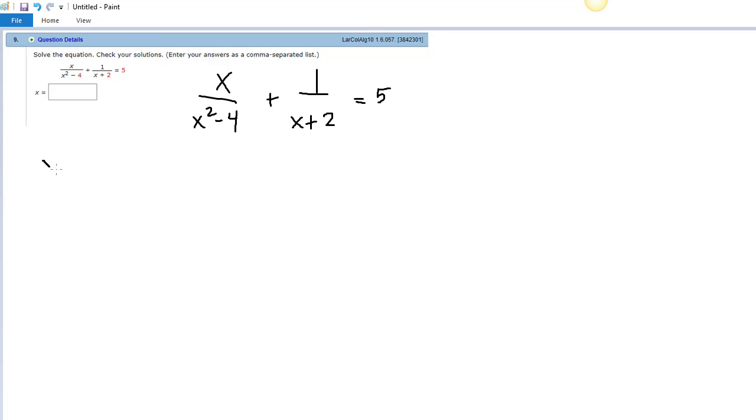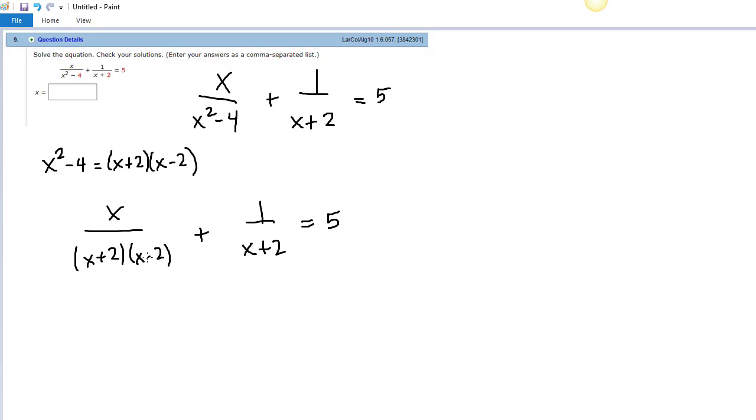And so hopefully you know that a difference of squares factors into x plus 2, x minus 2, this difference of squares does. Because there's no b term, right? Because these numbers are equal and opposite. So we can rewrite our question now as x over the factored version of that denominator, and then the rest of the problem. So this denominator has x plus 2, x minus 2. This one has just x plus 2. And of course there's no denominator over here.